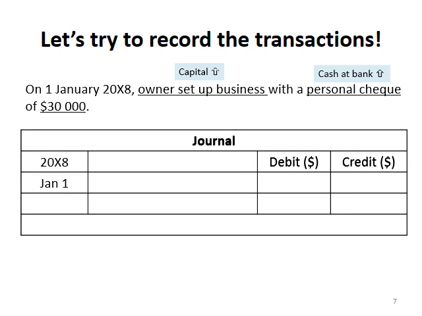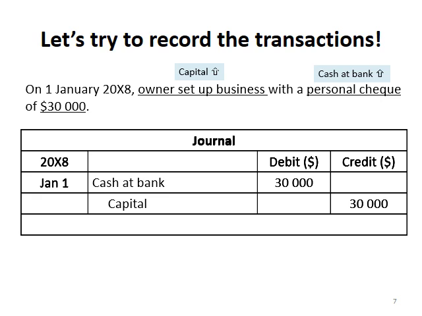So from this transaction, we know the date is 1st January 20x8, so we need to input this detail into the journal. Next, we know this transaction has a value of 30,000. It will affect 2 accounts by this amount. And having noted that cash at bank increases, we will debit the cash at bank account first, and then we will credit the capital account.